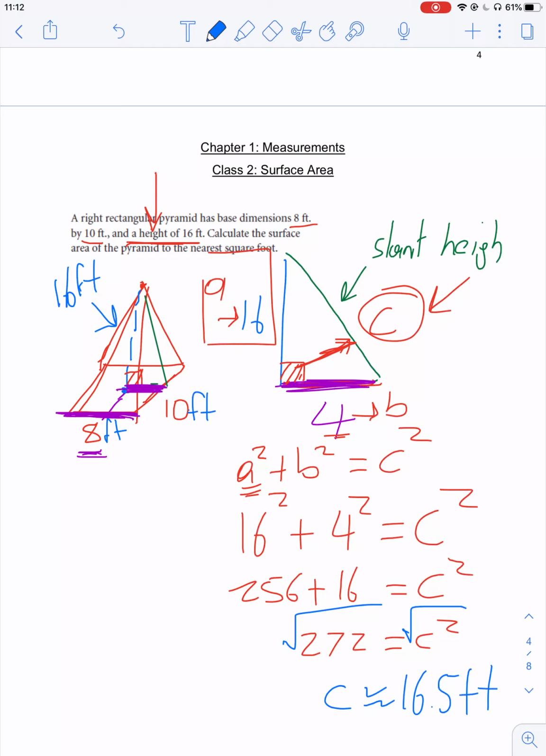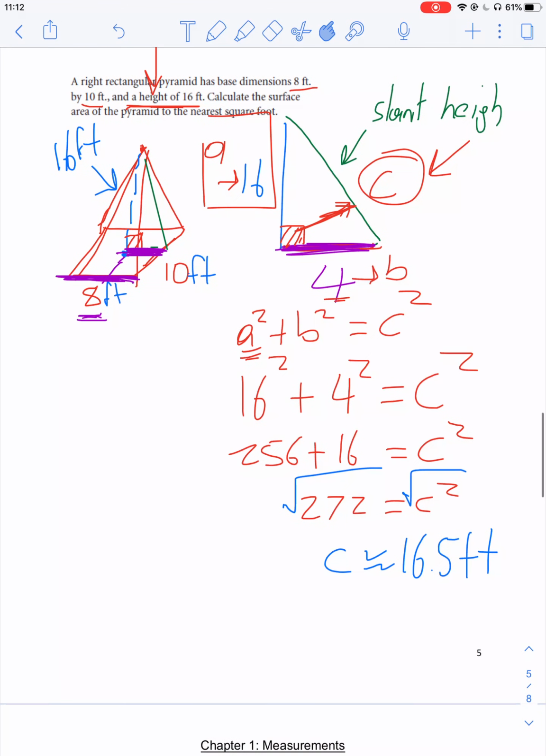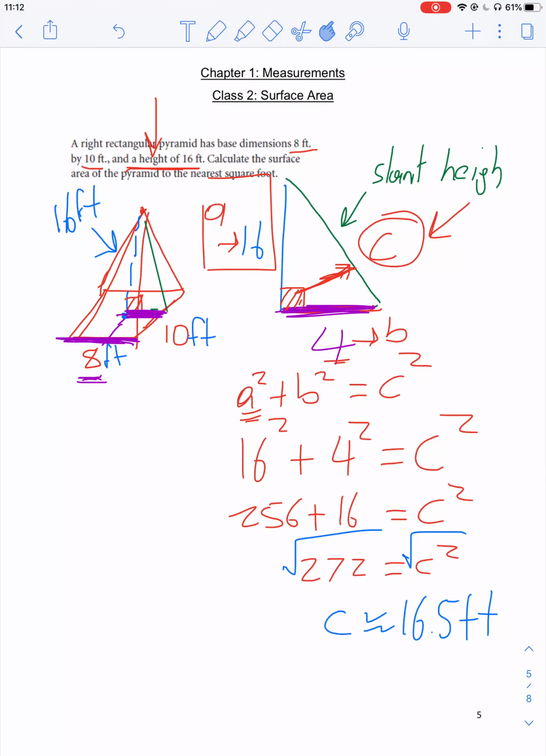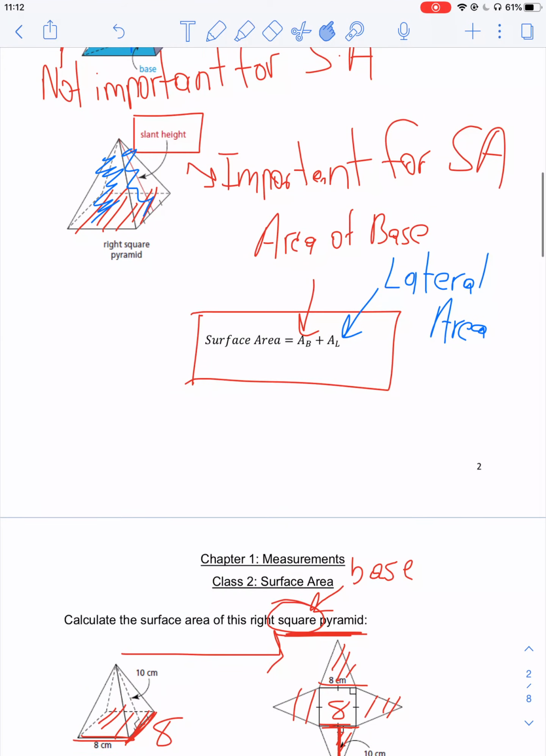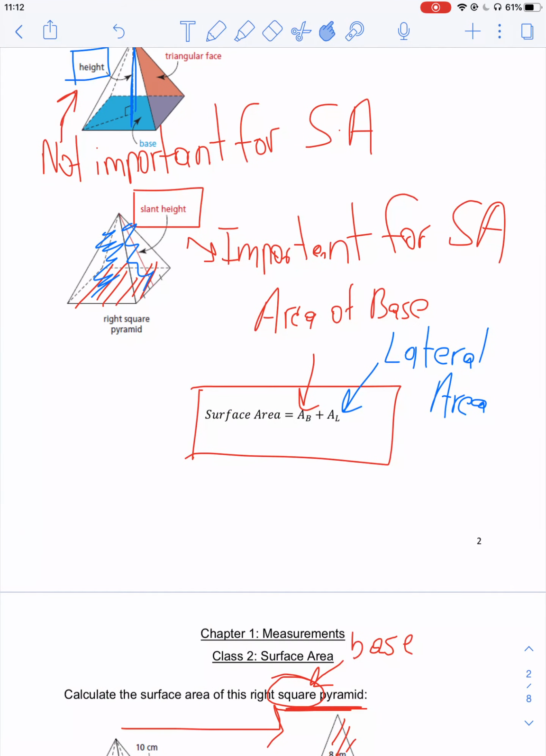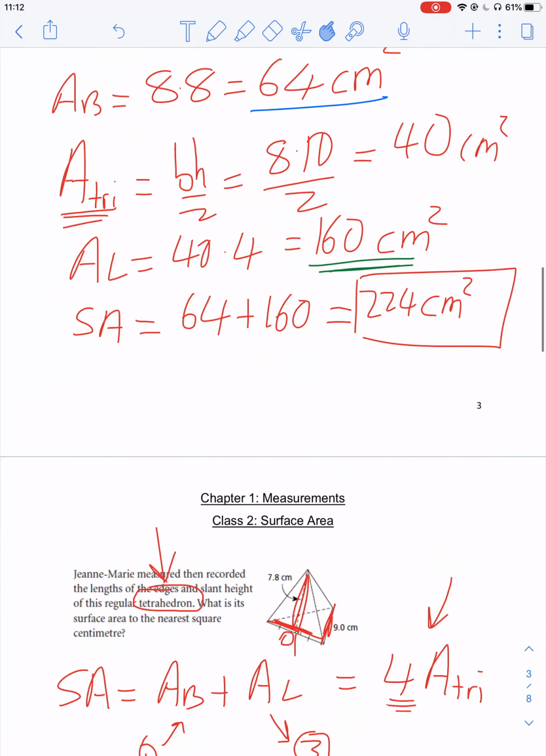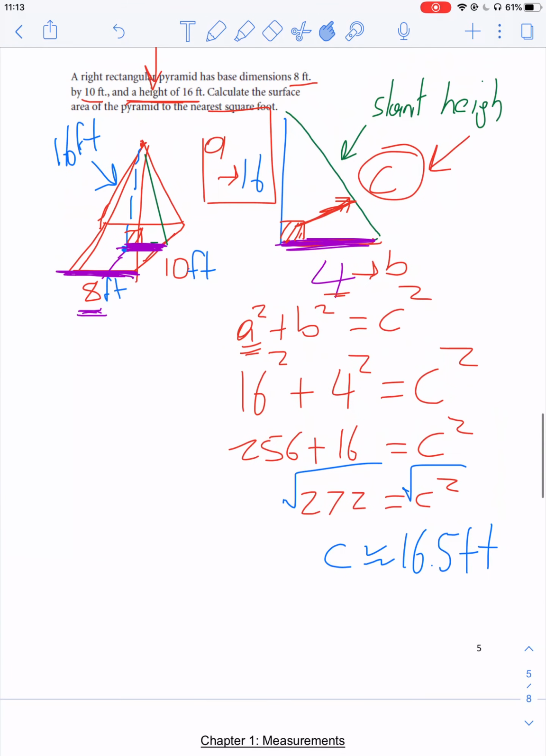Now I have everything that I need because I have the slant height, right? So I'm going to use my formula, the important formula over here on this page: surface area equals the area of the base plus the lateral area. Let's use that formula and find out the answer. I'm going to use the red color. So SA equals AB plus AL.